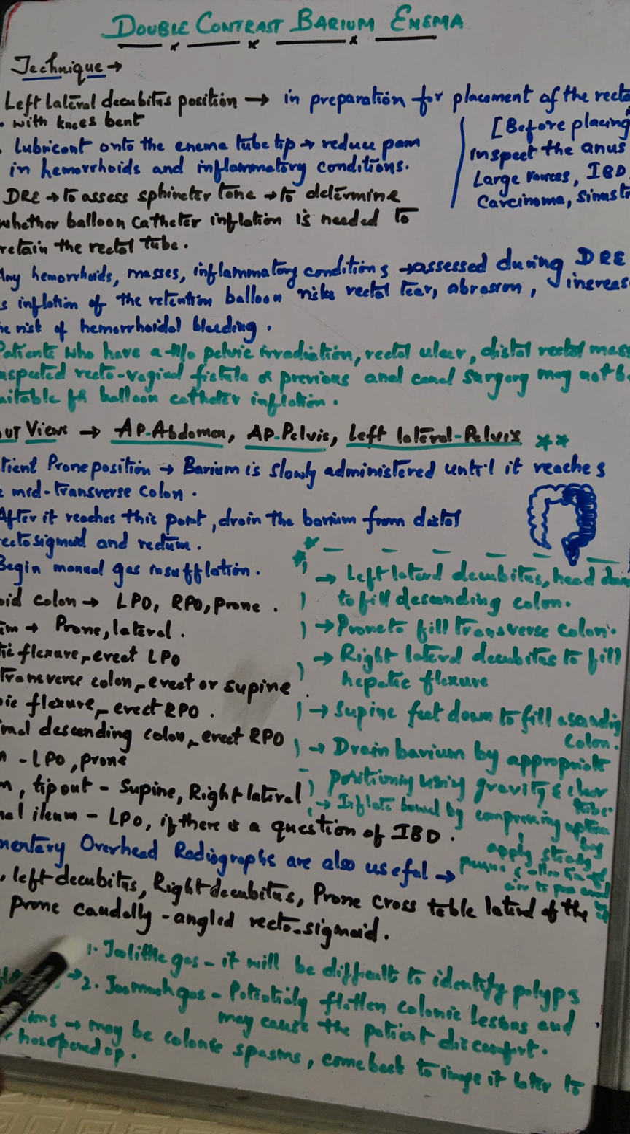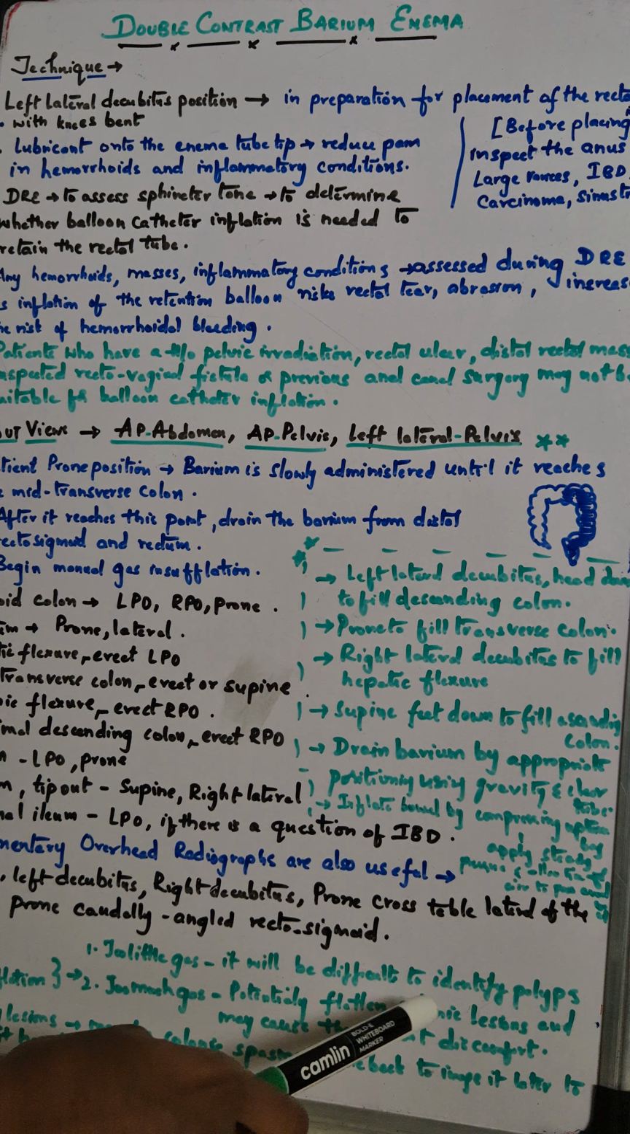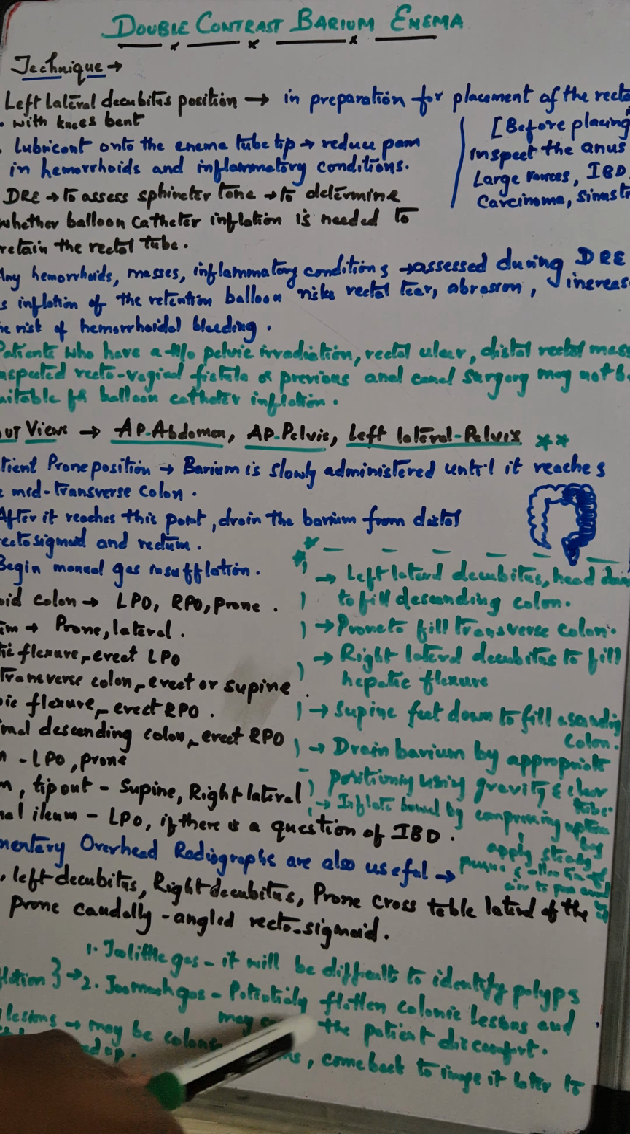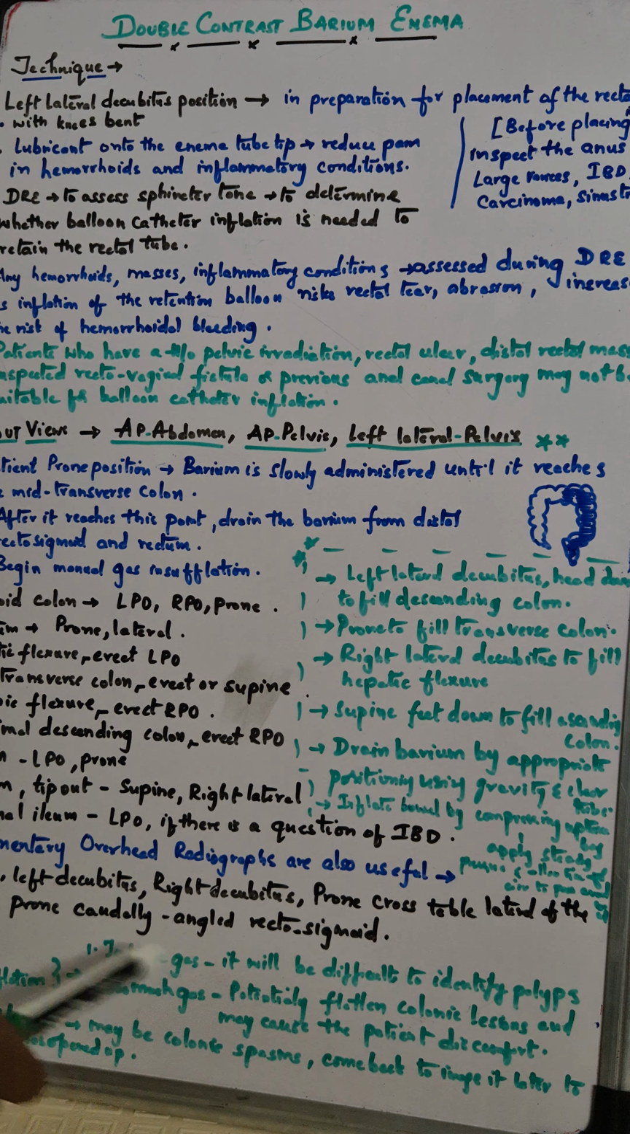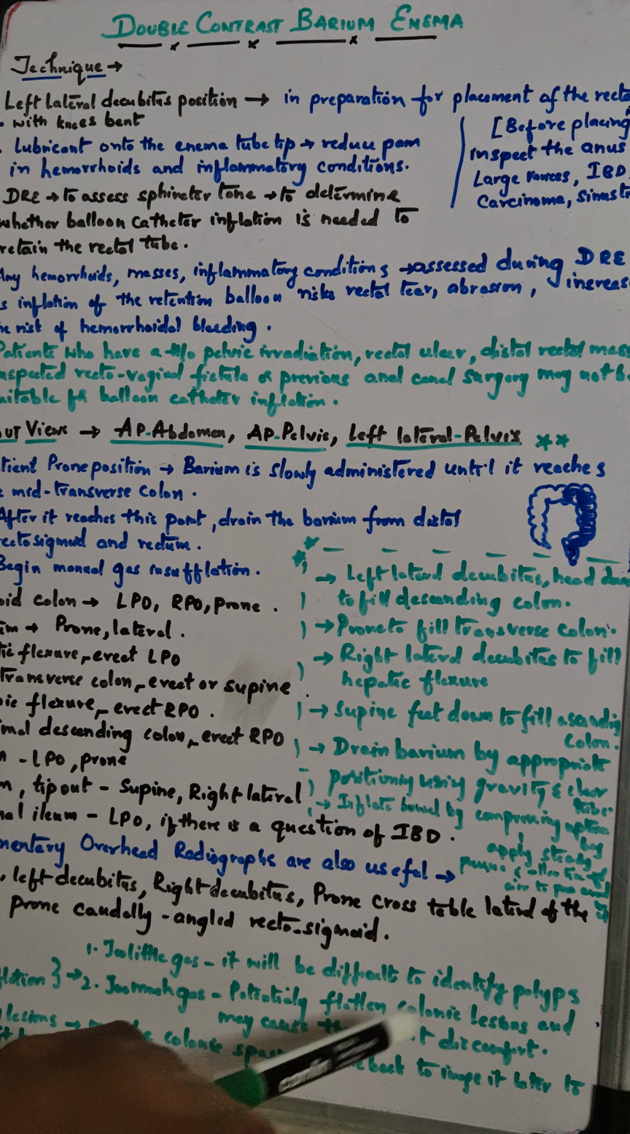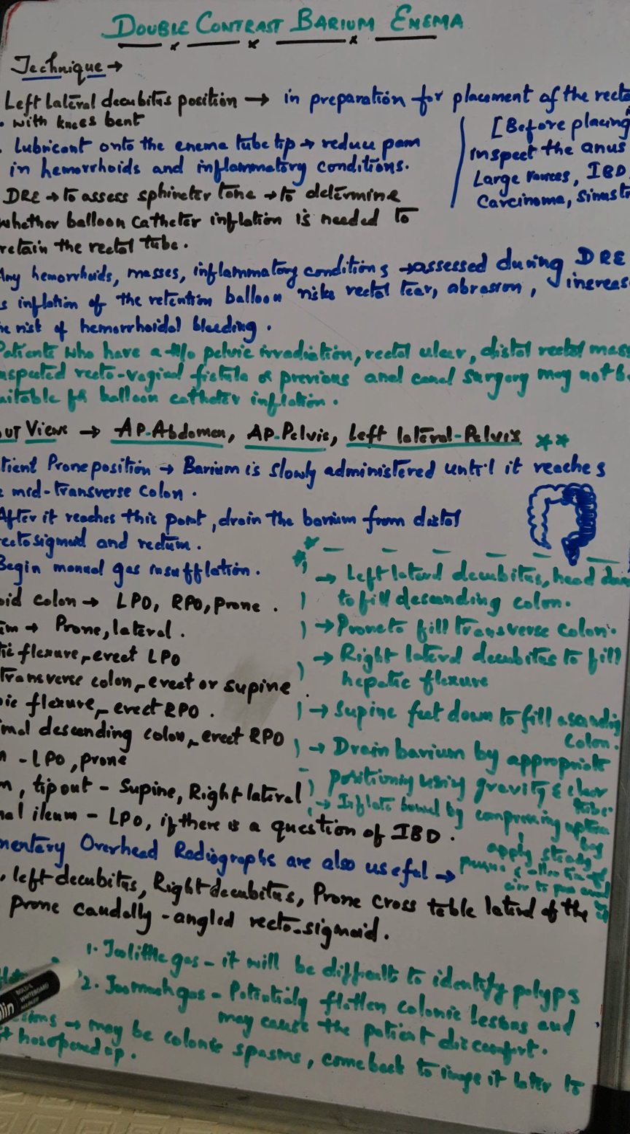Regarding the degree of gas inflation: if you use too little gas, it will be difficult to identify the pelvis. If there is too much gas, it will compress and flatten colonic lesions and may cause patient discomfort. For any part which is constricting, it can be due to colonic spasm, so we have to come back to the image and see if it has opened up. So this is the technique. Thank you.